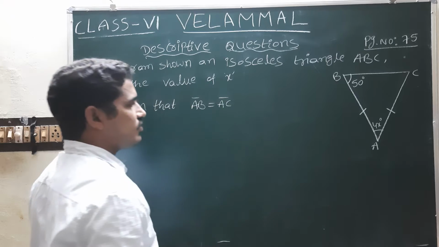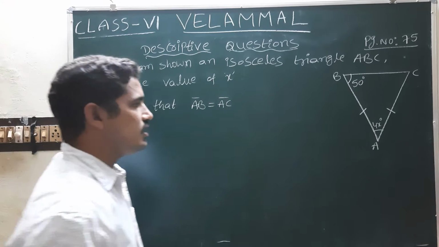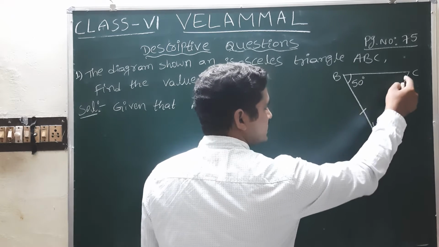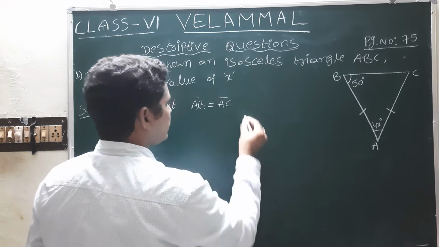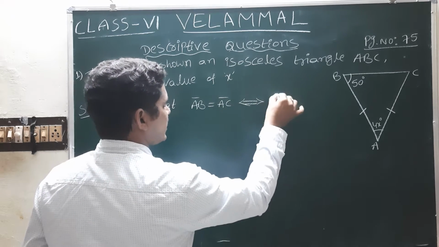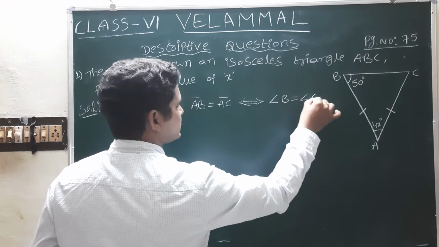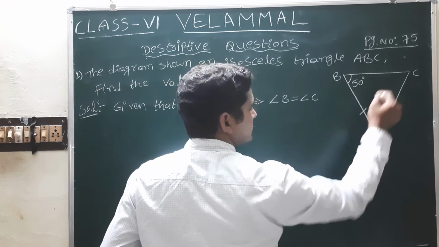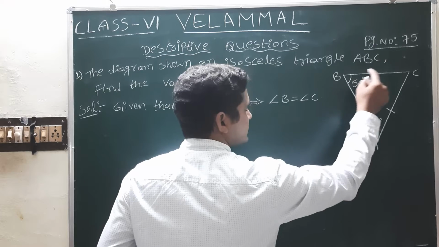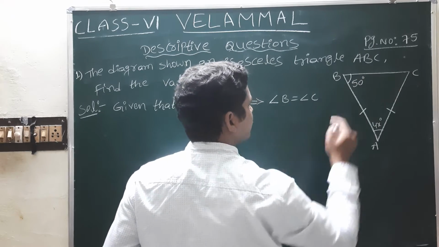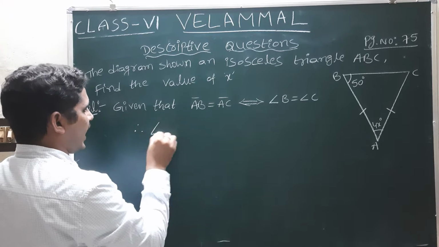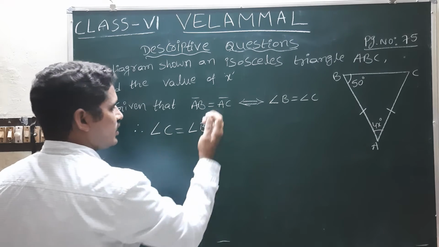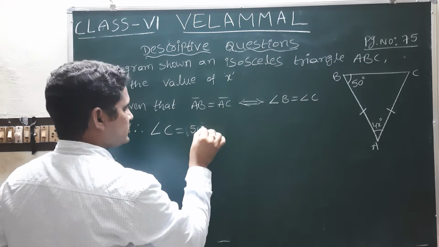Whenever these two sides are equal, we know that in an isosceles triangle the angles opposite those equal sides will also be equal. So we can say angle B is equal to angle C. Whenever AB is equal to AC, angle B is equal to angle C. Angle B value we know is 50, so angle C value we can write as 50 degrees.